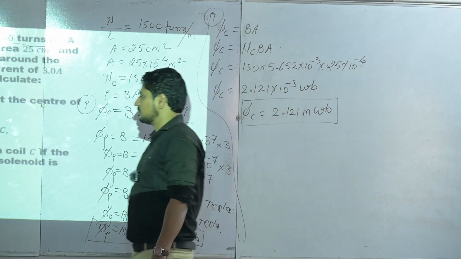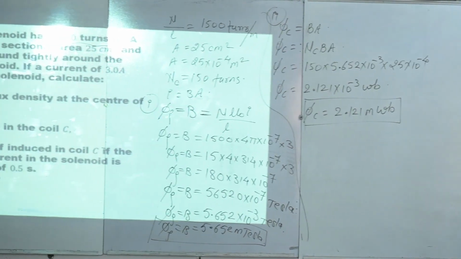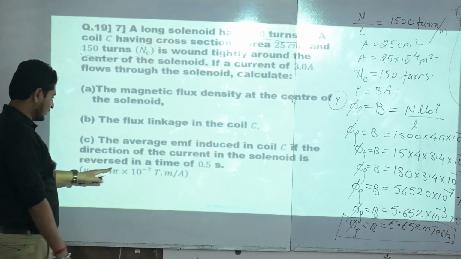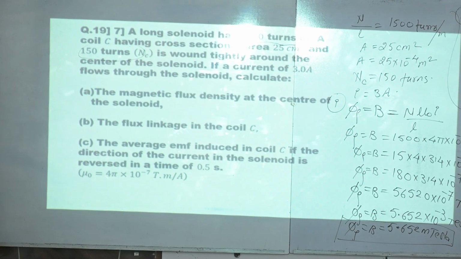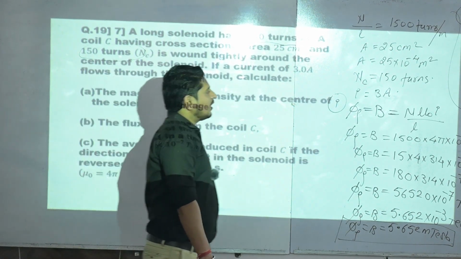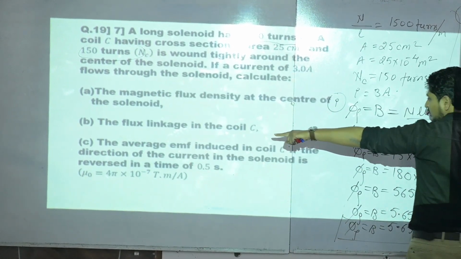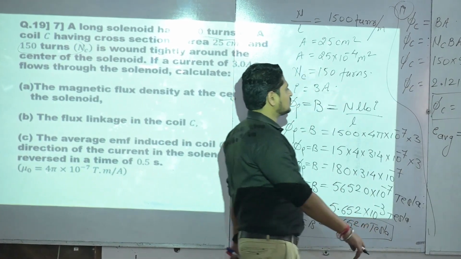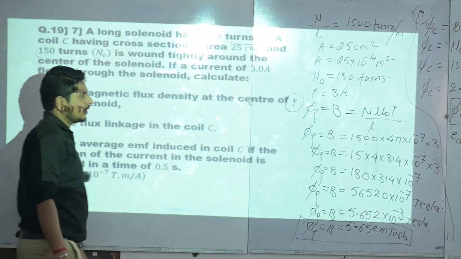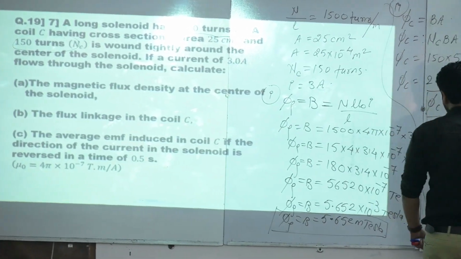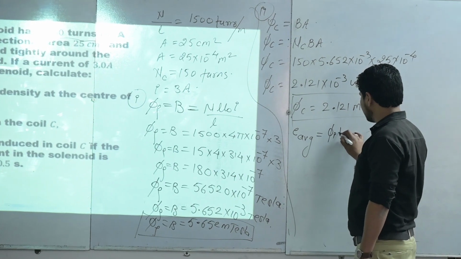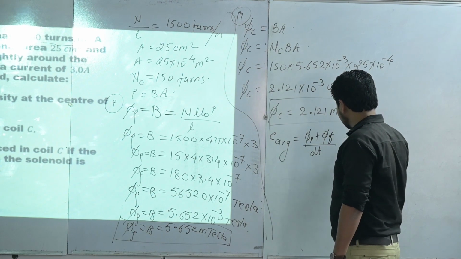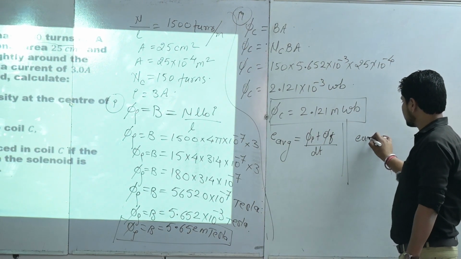Now third part is the average EMF induced in the coil C if the direction of the current in the solenoid is reversed in a time of 0.5 second. अब मेरे को यहाँ क्या निकालना है? एवरेज EMF. So flux for initial minus flux for final. तो यहाँ मैं ले लूँ flux for initial plus flux for final divided by dt. या अदरवाइज इसको आप और दूसरे तरीके से E एवरेज ऐसे लिख सकते हो.